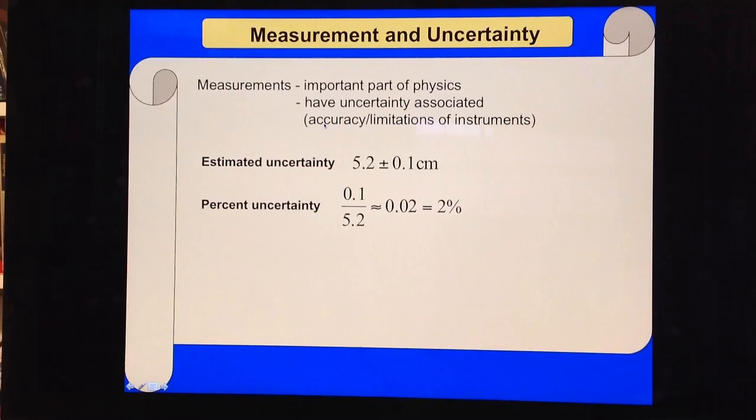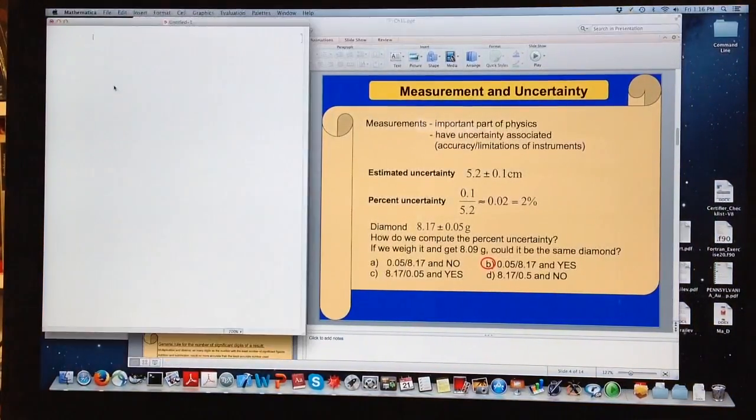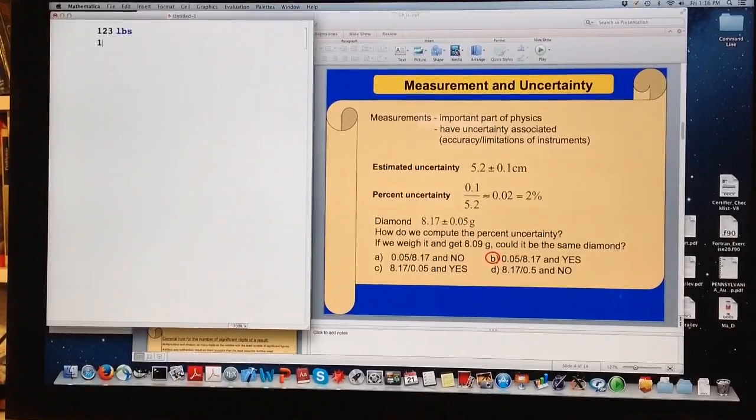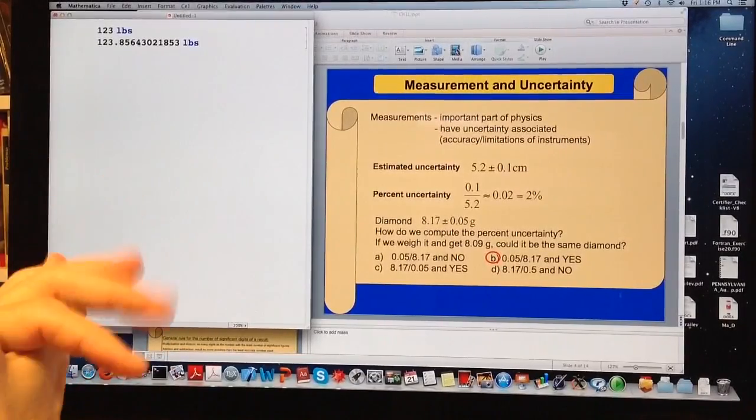So the accuracy is related to the limitation of the instrument. For example, if we go with our friend on a scale, and the friend comes out of the scale and tells us, today I'm 123 pounds. Nothing is that surprising, you'll be fine with this answer. But if your friend comes out of the scale and tells you that today she is, let's say, 123.85643021853 pounds, then you will be very surprised.